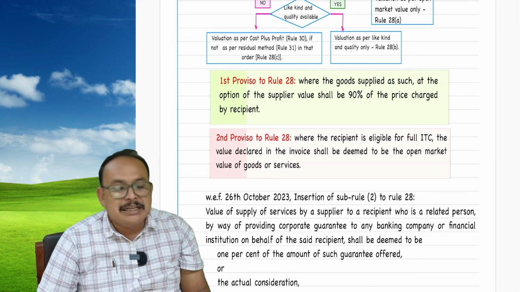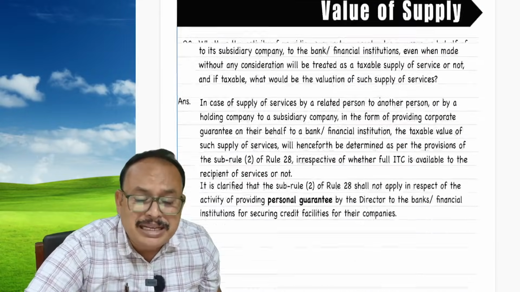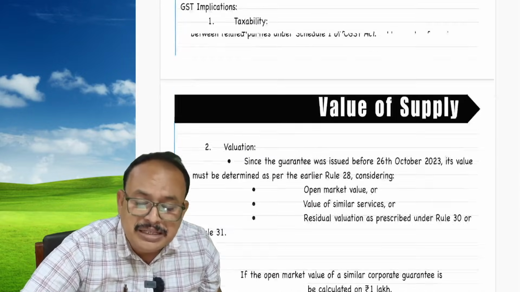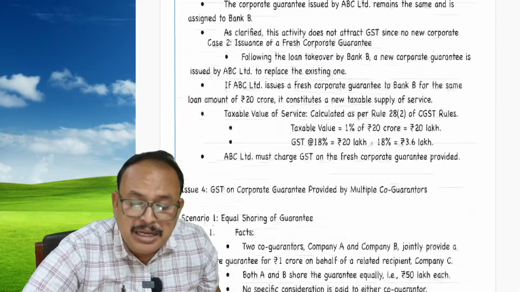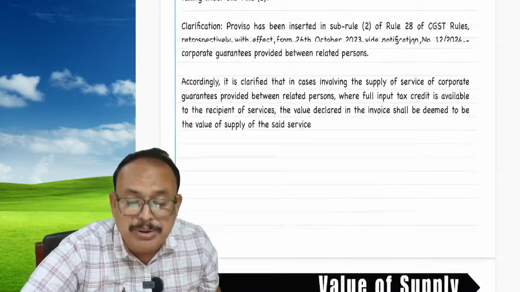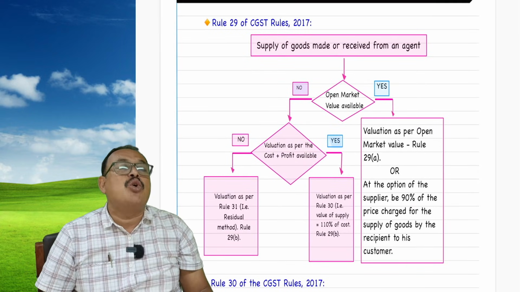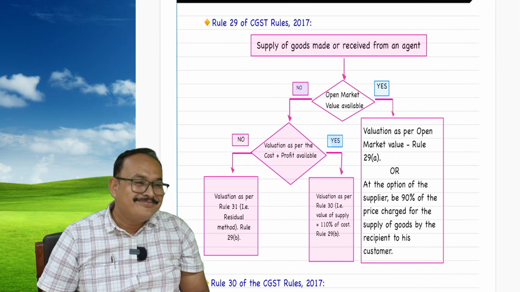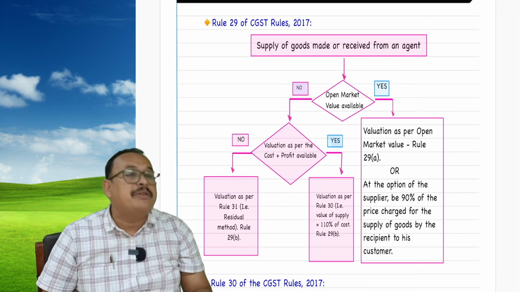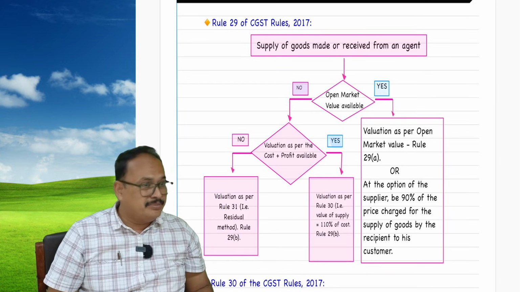is it clear, sir? Coming to rule number 29, which is nothing but a principal and agent covered under Schedule 1 point number 3. Which one will be covered there? A particular supply of goods supplied by the principal to his agent, where the agent has undertaken to supply the goods on behalf of the principal. That means the agent should issue the invoice in his own name, or supply of goods by the agent to his principal, where the agent has undertaken to receive the goods on behalf of the principal. In that case, they are covered under Schedule 1 point number 3.